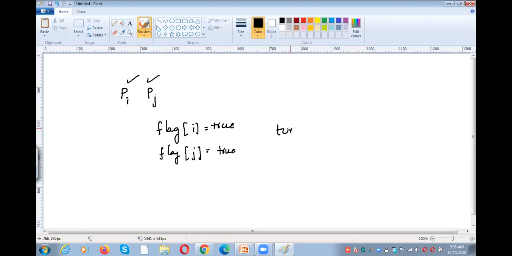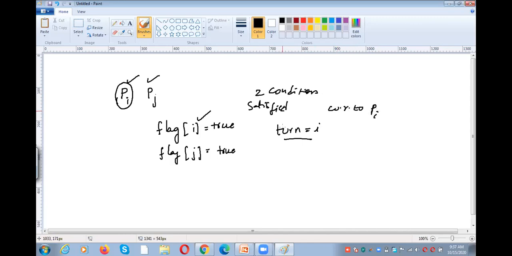But turn equal to I, for example. If turn equals I, which process is allowed to enter into the critical section? PI is allowed to enter into the critical section. Why? Because turn is I. Turn is I means it is the turn of process I to enter into the critical section, and it is also willing to enter. So both conditions are satisfied with respect to PI.